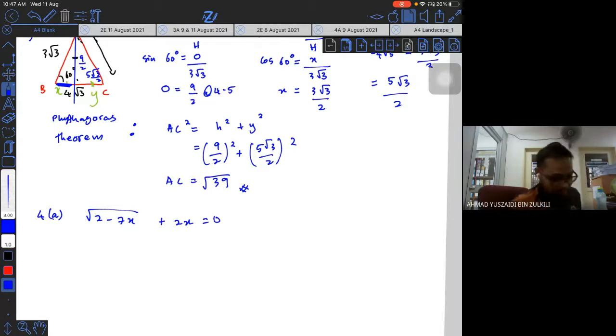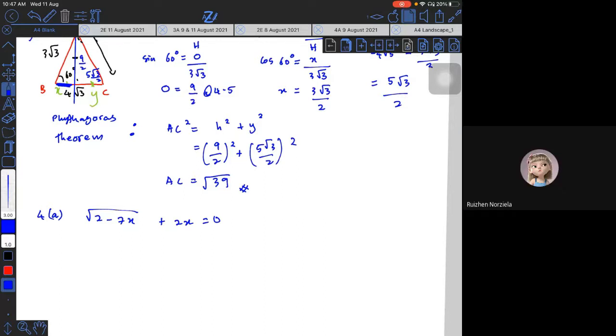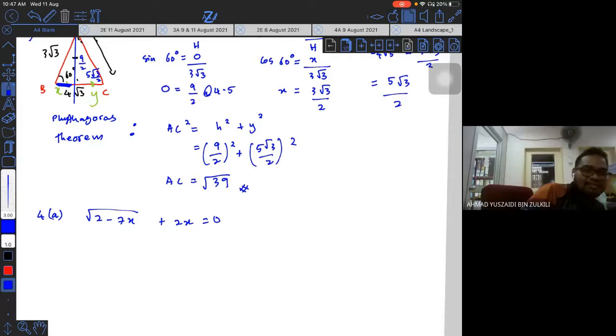Yes, Shen, why did you raise your hand? Ada question ke? Tertekan. Tertekan, tak apa. So if you have any question, you can ask, you can raise your hand.